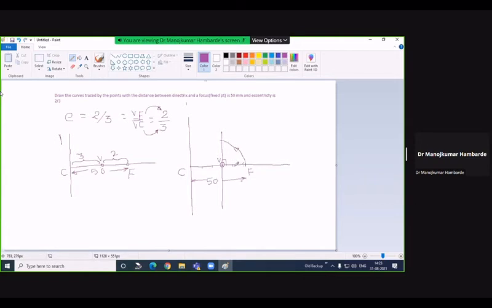So what did I do? I placed the compass at V, gave VF as the radius, and marked an arc from here. This will cut this vertical line. This point I will mark as O. Okay, and now I will join this point, C to O.